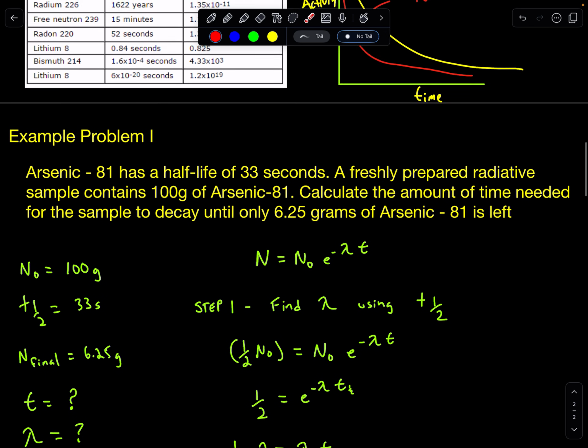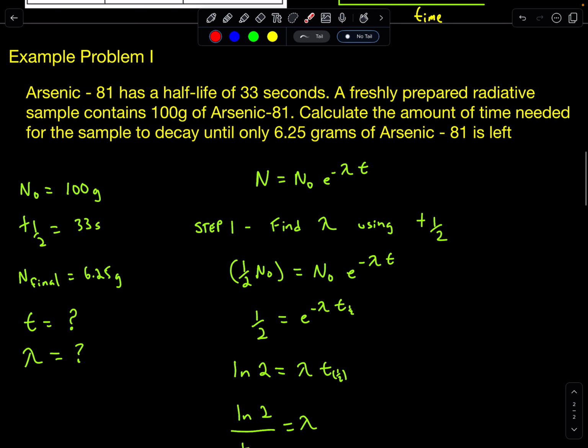Okay, how can we put these equations to work? Arsenic-81 has a half-life of 33 seconds. A freshly prepared radioactive sample contains 100 grams of arsenic-81. Calculate the amount of time needed for the sample to decay until only 6.25 grams of arsenic-81 is left.